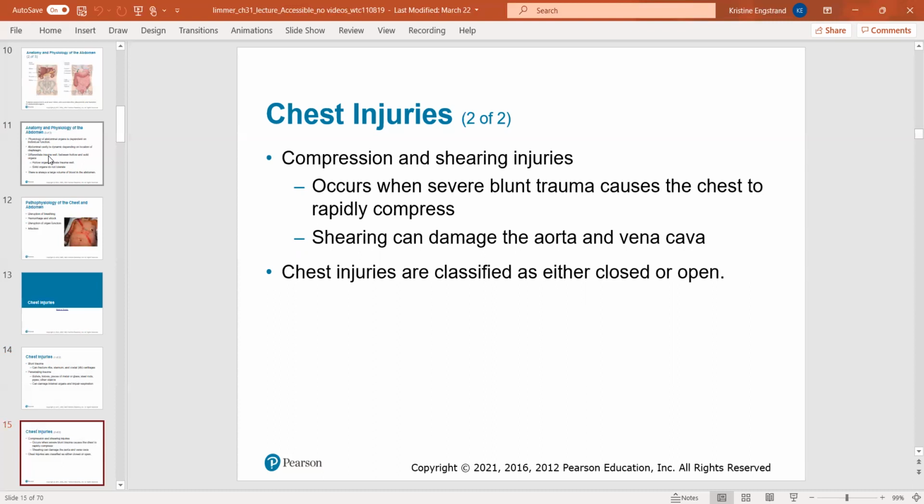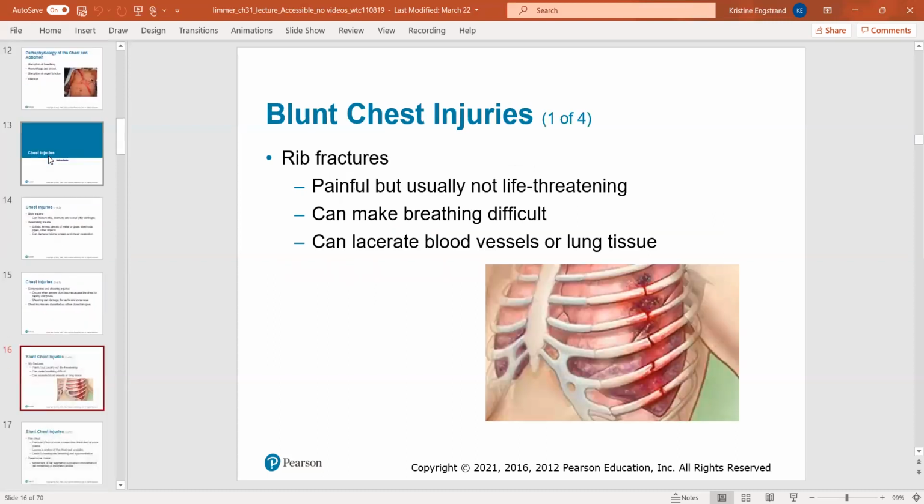Chest injuries as a whole, open or closed, right? If there's a penetration or if it's a blunt force trauma. So rib fractures, they are painful, not usually life-threatening. It depends on how many are fractured, right? What, falling off a swing and cracking a rib, or football cracking a rib, versus getting T-boned in the side and having all your ribs impacted, like this particular person or this model.